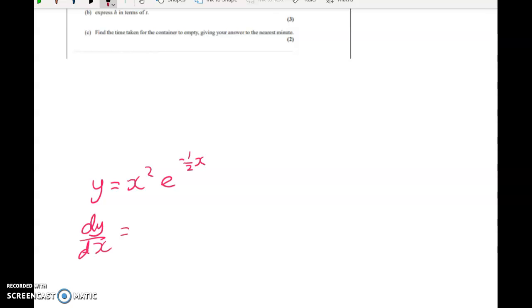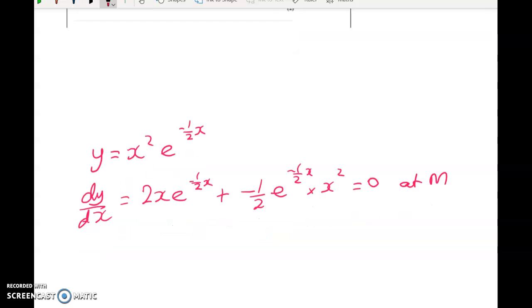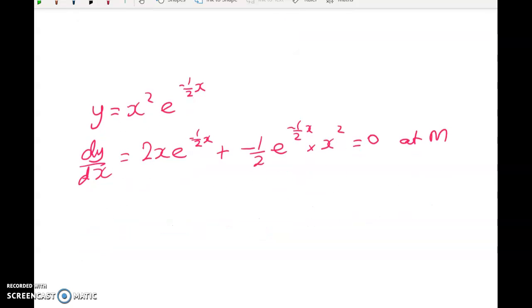dy by dx, we get 2x times e to the negative 1/2 x plus negative 1/2 e to the negative 1/2 x times x squared. And we need that to be equal to 0. We know at point M it's equal to 0. The gradient is 0 there. So I'm going to factorise the e to the negative 1/2 x out straight away.